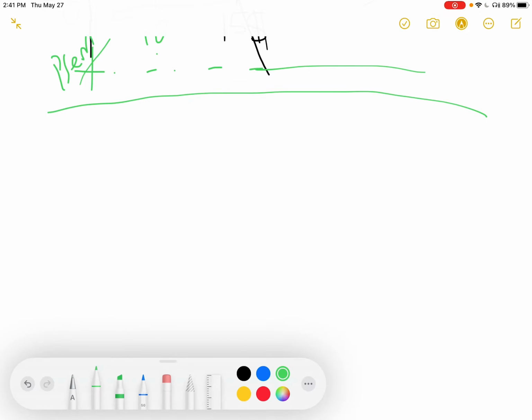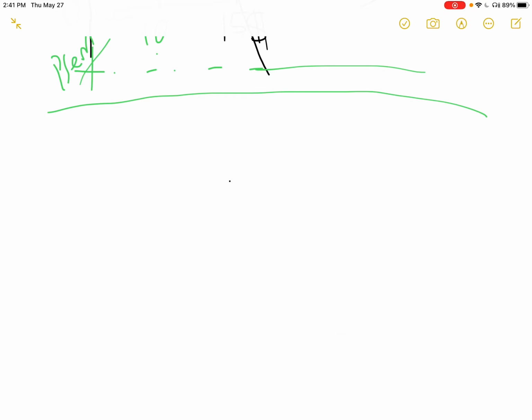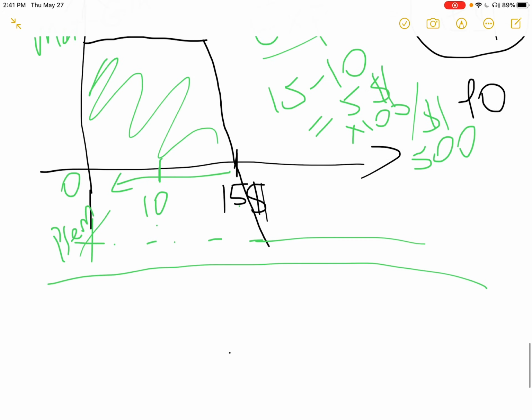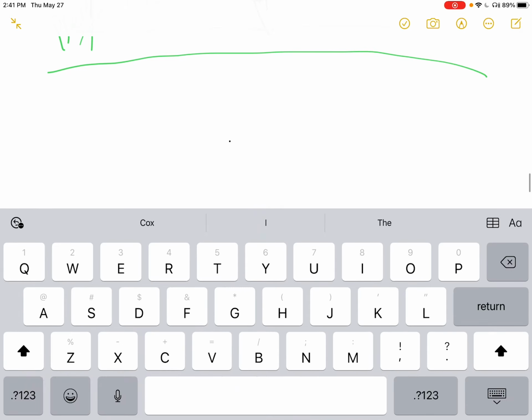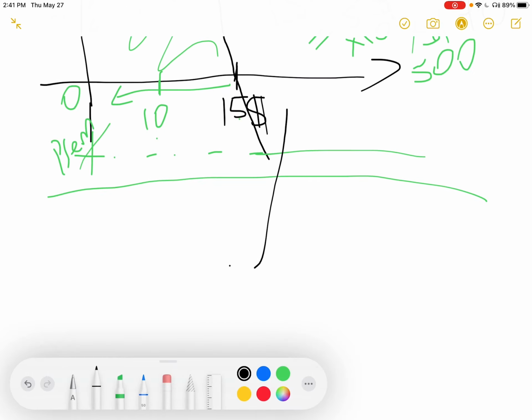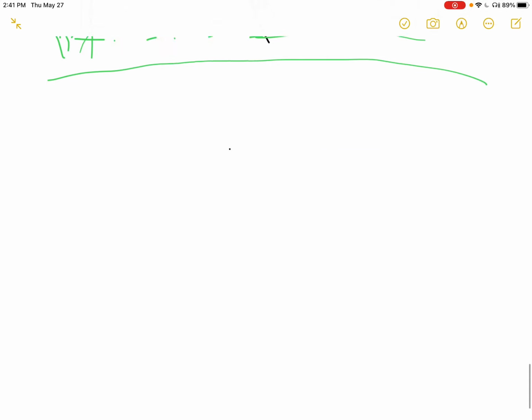Right now, what you can see that, so let's go up. My chart is messed up here. Let's try again so you have a clear start.